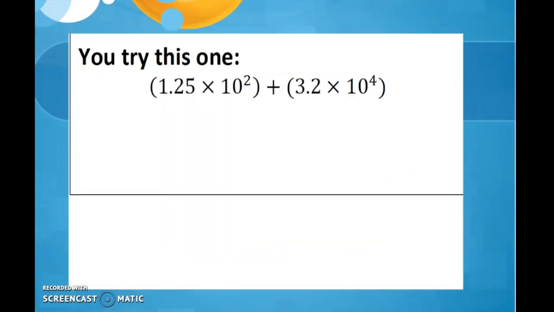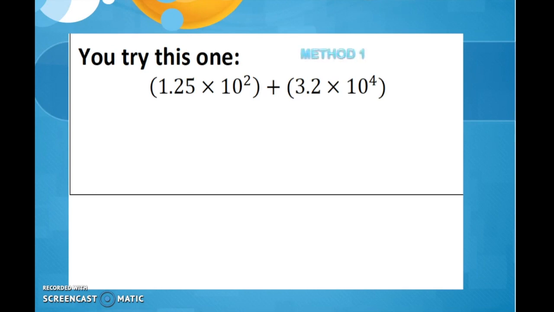Okay, let's see you try this one. Pause the video and give it a shot. Remember, you can use any method that you feel comfortable using. I'm going to show you both. So pause the video and give it a shot. Okay, let's see what you got.